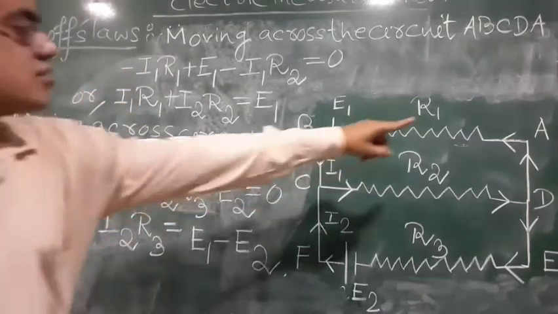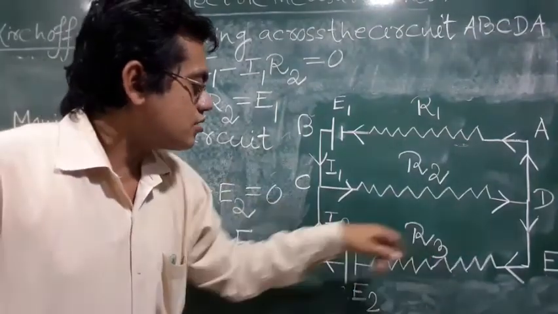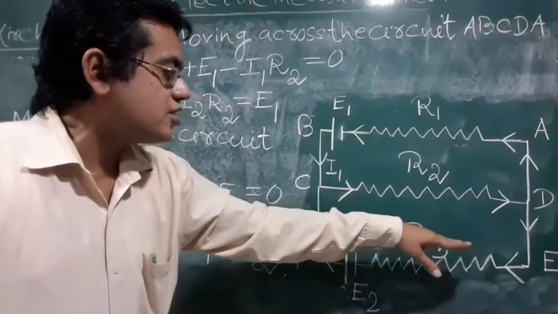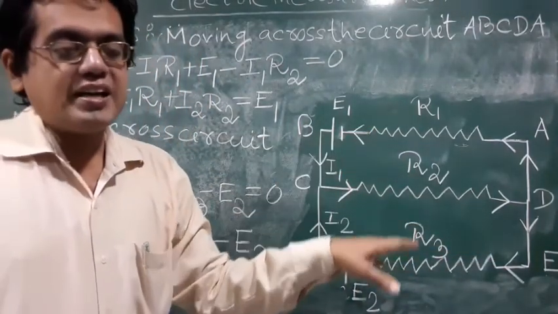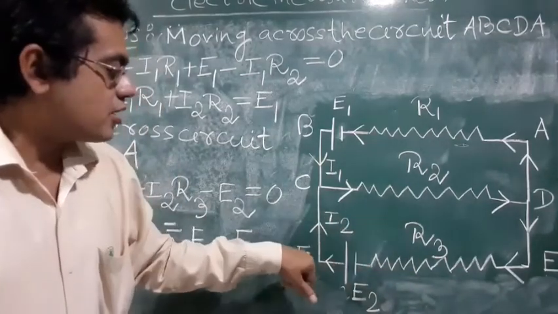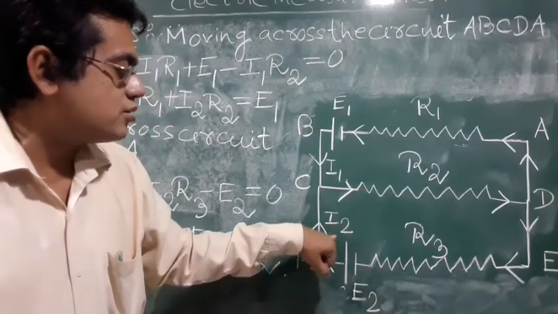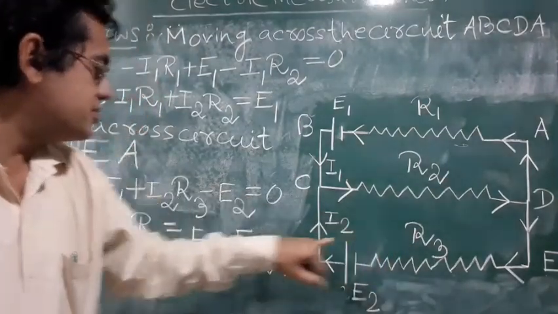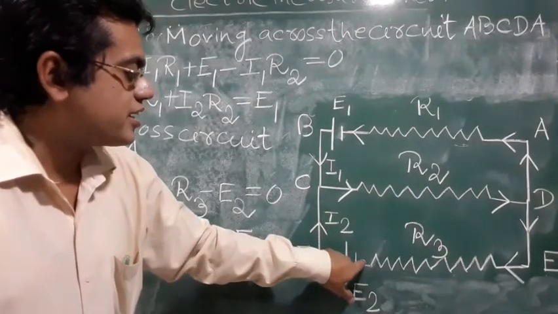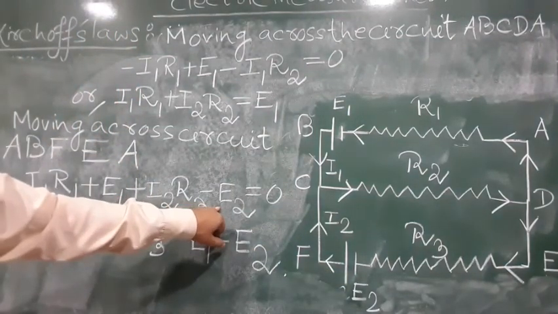When I am moving across A, B, F, E, A, that means when I am moving across F, E, I am actually moving against the direction of the current. So according to the sign convention, the product of the current and the resistance will be taken as positive, because I am moving against the direction of the current. So I2 into R3 will be taken as positive. Okay? And moving from positive to negative, E2 will be taken as negative.